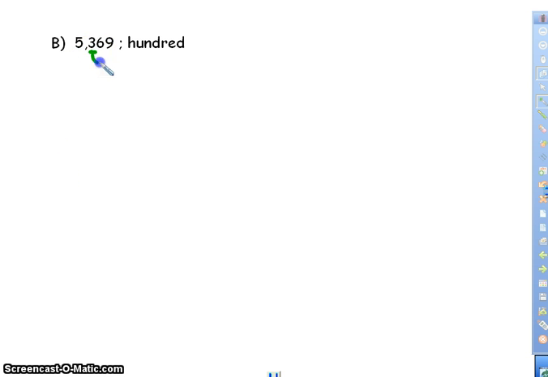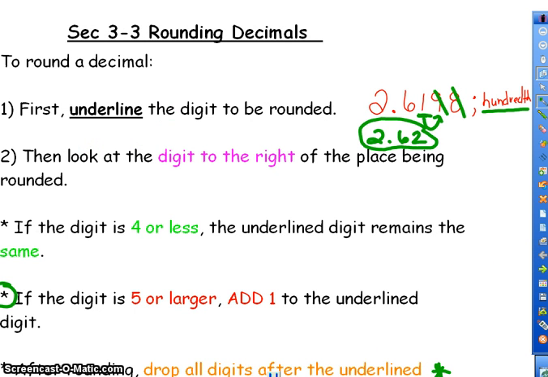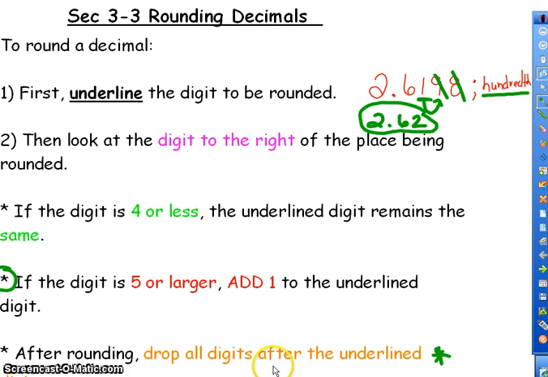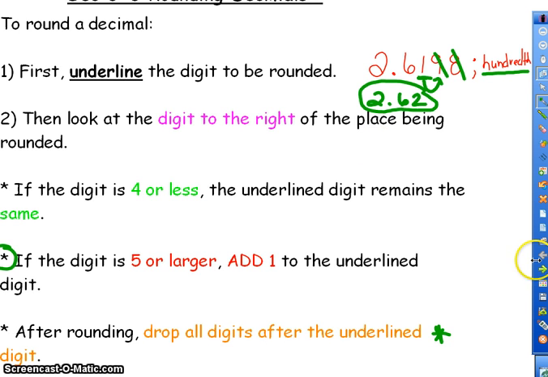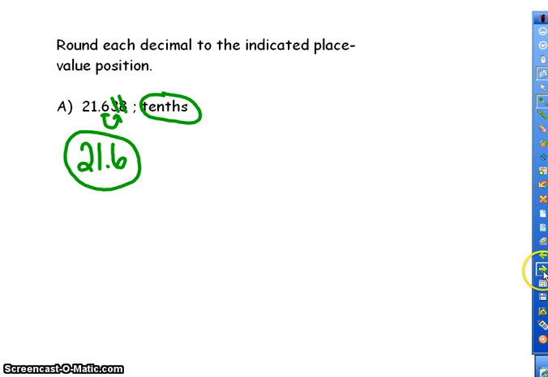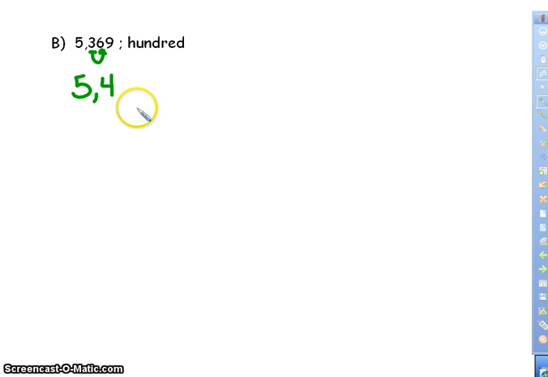Okay, so I'm going to look back at the 6. And since it's 5 or above, I will add 1 to my underlined digit. So this is going to be 5,4. Now before, if you remember, I'm going to come back here. Drop all digits after the underlined digit. Well, in this case, that doesn't make sense. Okay, and the reason it doesn't make sense is that I'd be rounding 5,369 to 54.